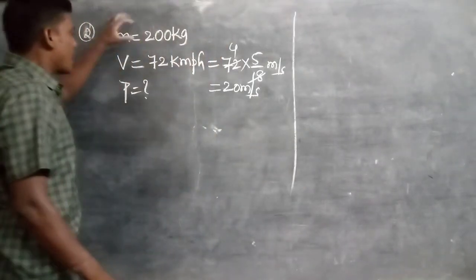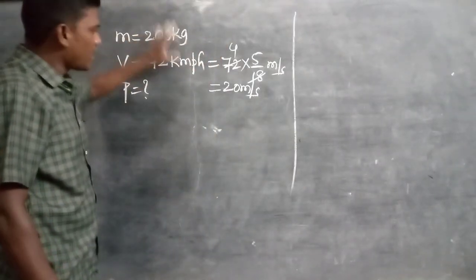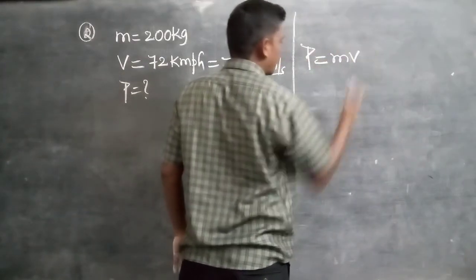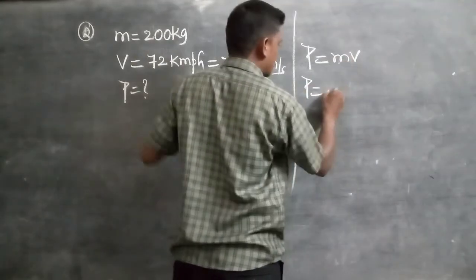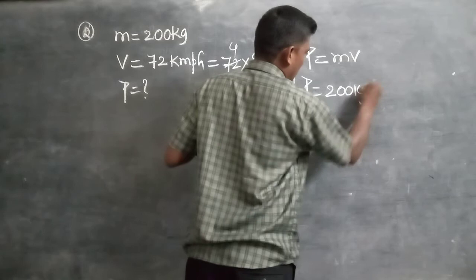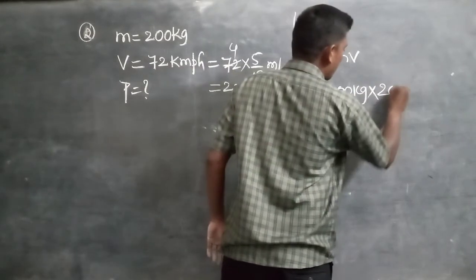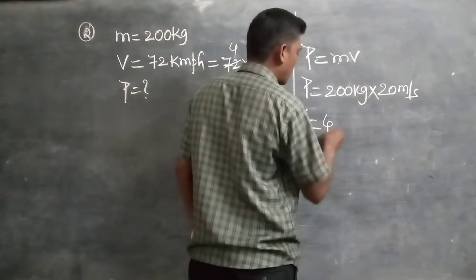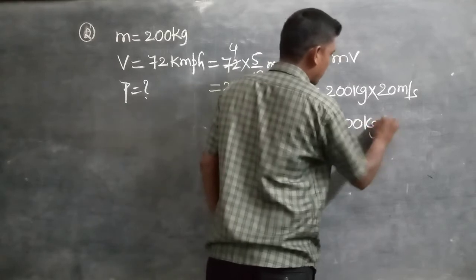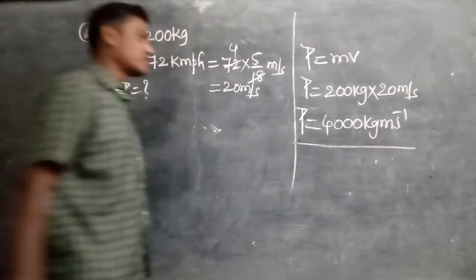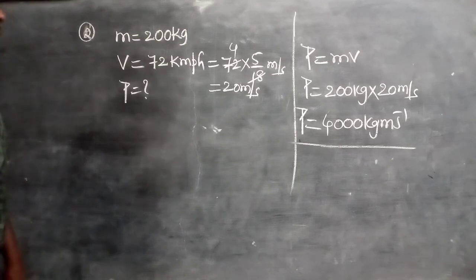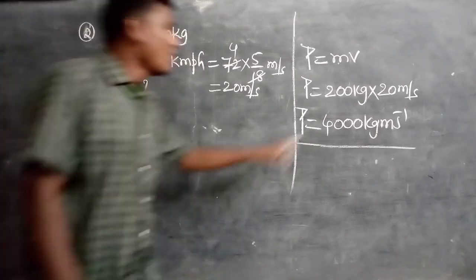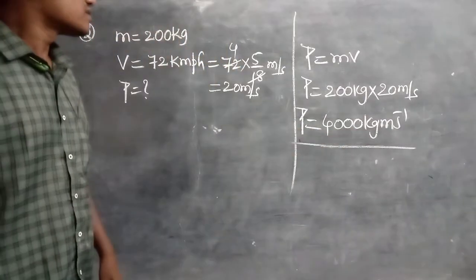So now the mass of the body is in SI unit and the velocity is also in SI unit. What is the formula of momentum? P equals mv. Then P equals, what is the mass? 200 kg, into, what is the velocity? 20 meters per second. So P equals 4000 kilogram meter second power minus 1. That is the momentum of the car when its mass is 200 kg and it moves with 72 kilometers per hour.